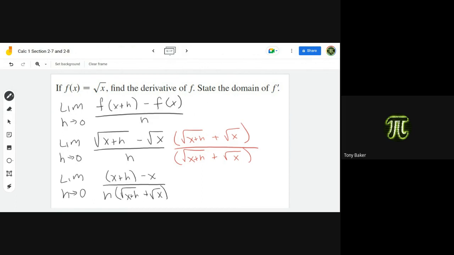We're not there yet. I had a square root of h over h. Square root of h over h. So you multiply the entire bottom by the entire bottom.